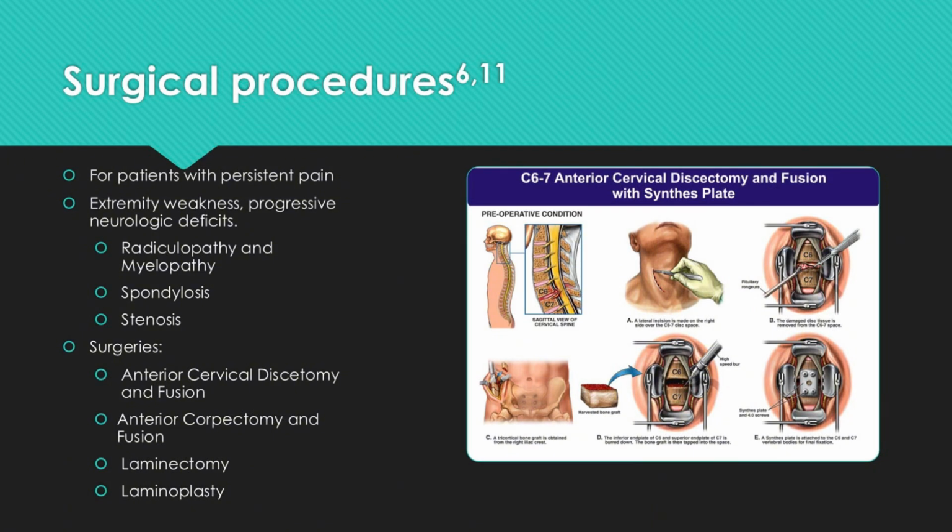And some disadvantages to this surgery could be that they could have further degenerative changes that could lead to them having to have more surgery in the future. The next one is the anterior corpotomy and fusion. Again, just like the other procedure, it's also approached anteriorly.